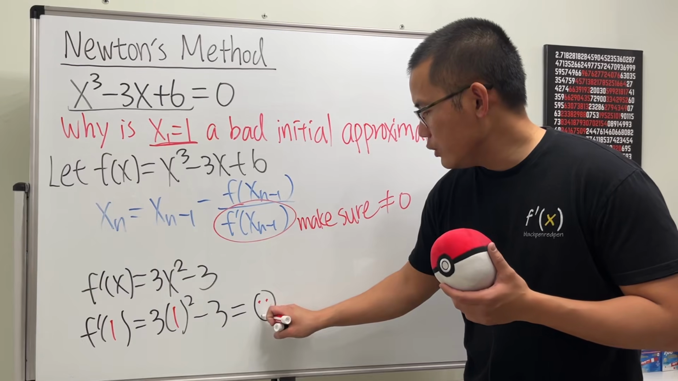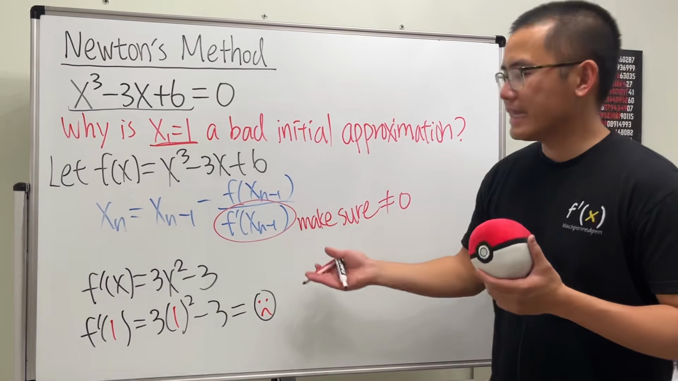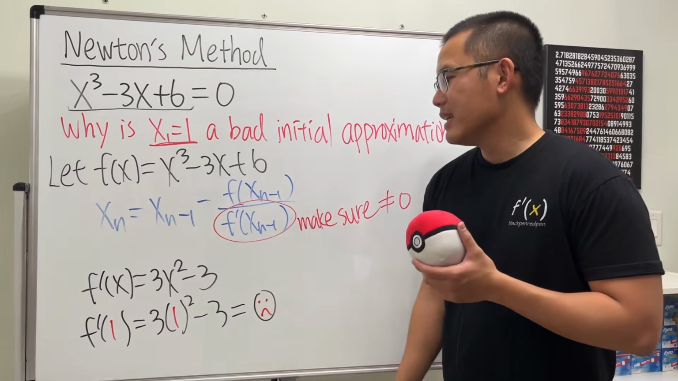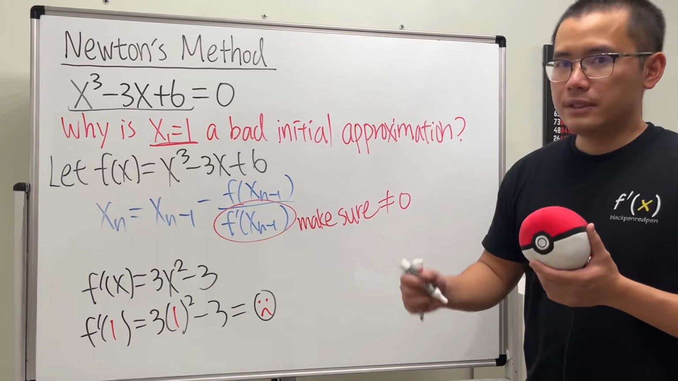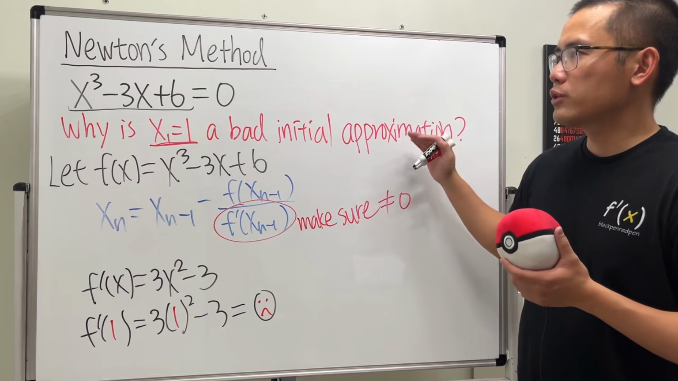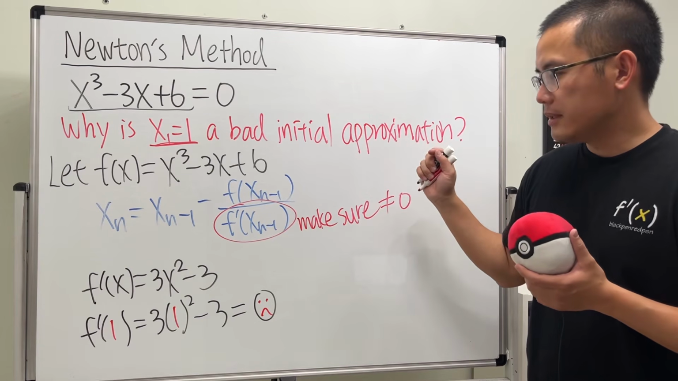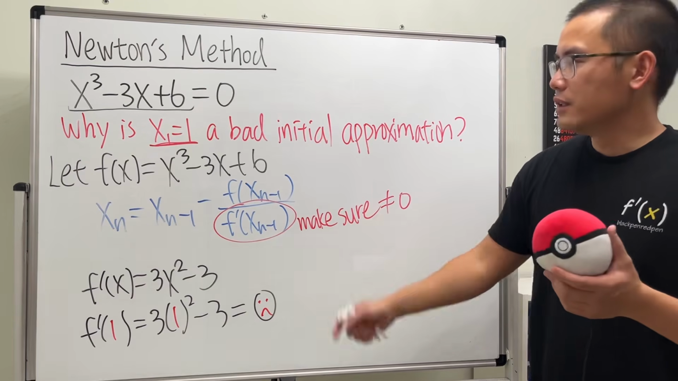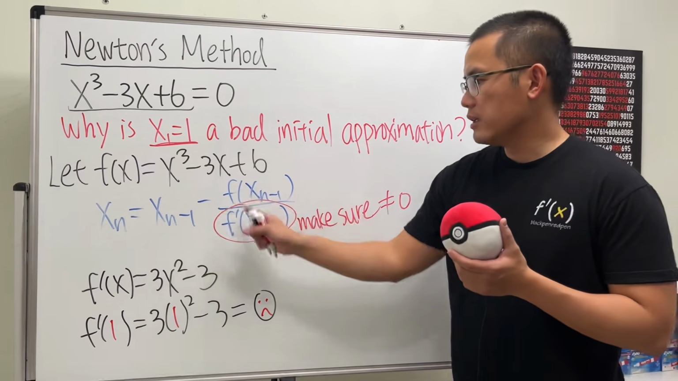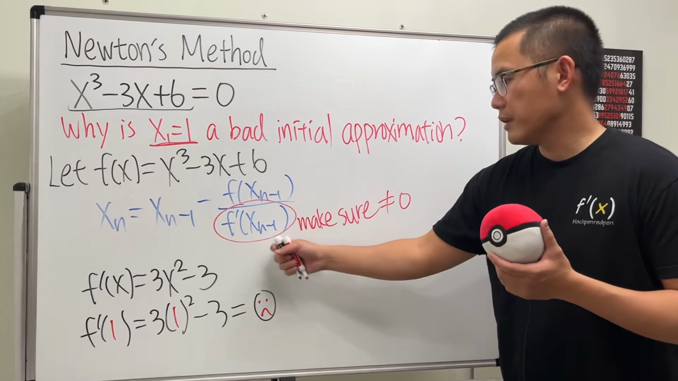This 0 in Newton's method is a bad number. So the idea is that we cannot have the derivative being equal to 0 when we are trying to use Newton's method. Because we'll get a horizontal tangent line, there's no way for us to actually get this going. If you look at the formula, we just don't want to have 0 on the bottom.